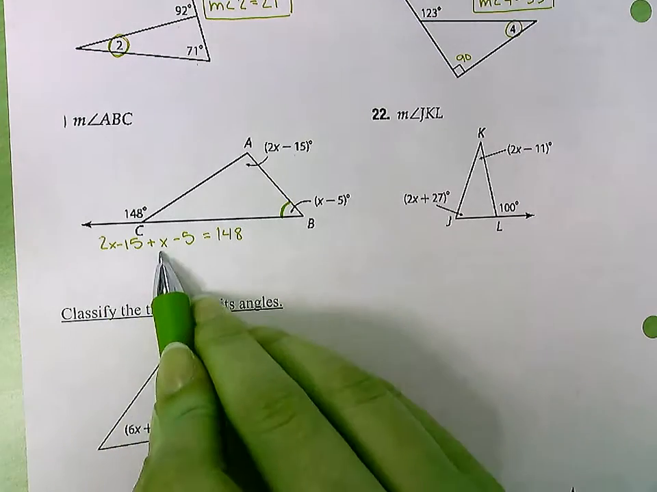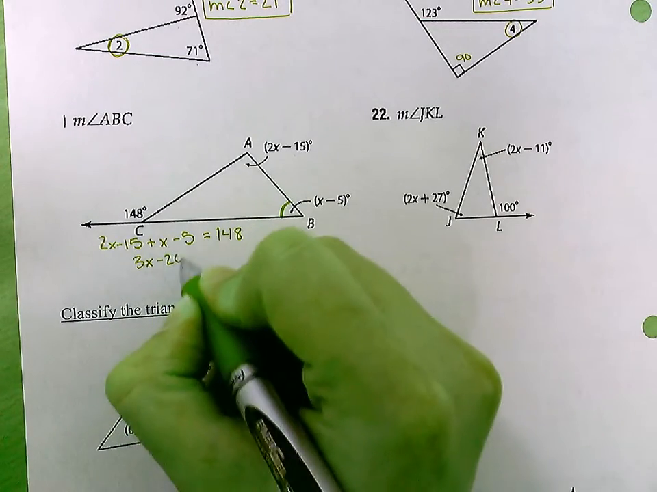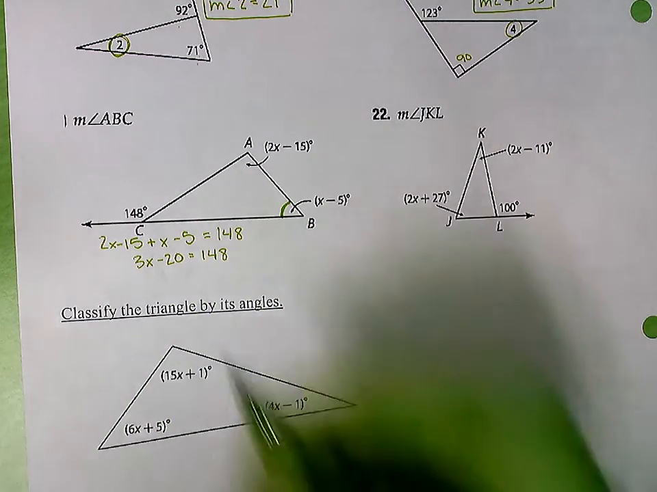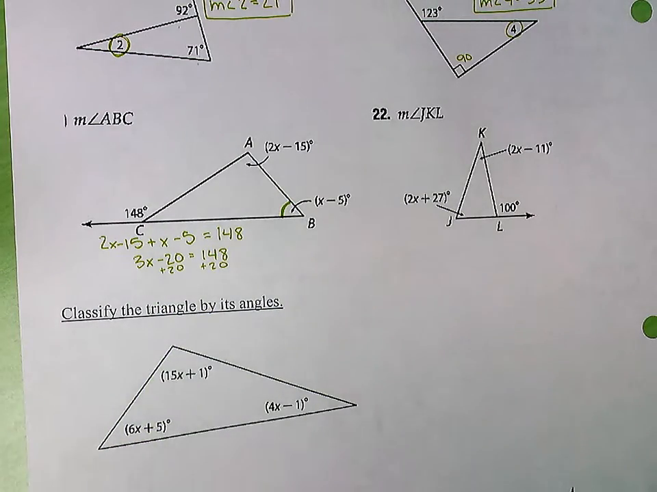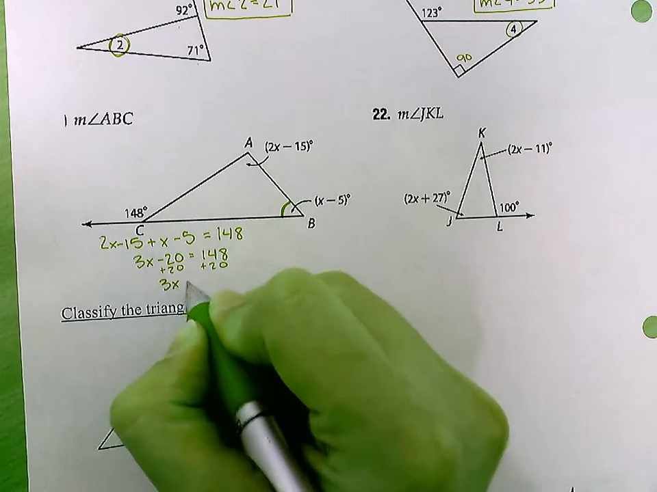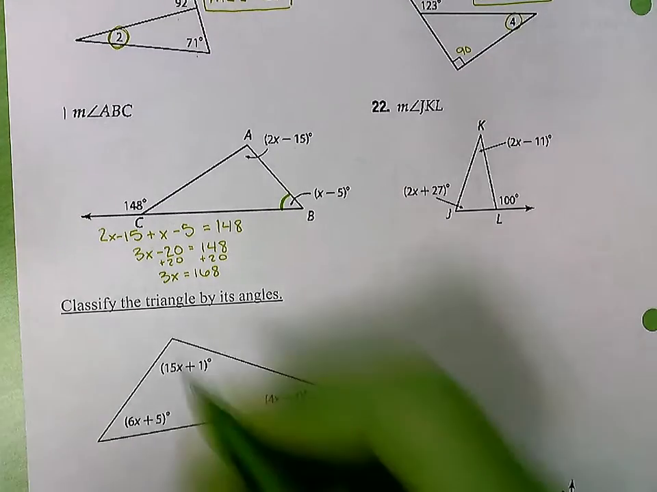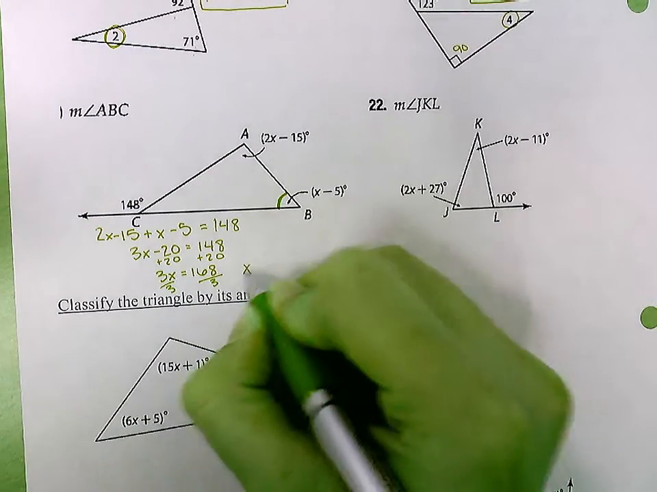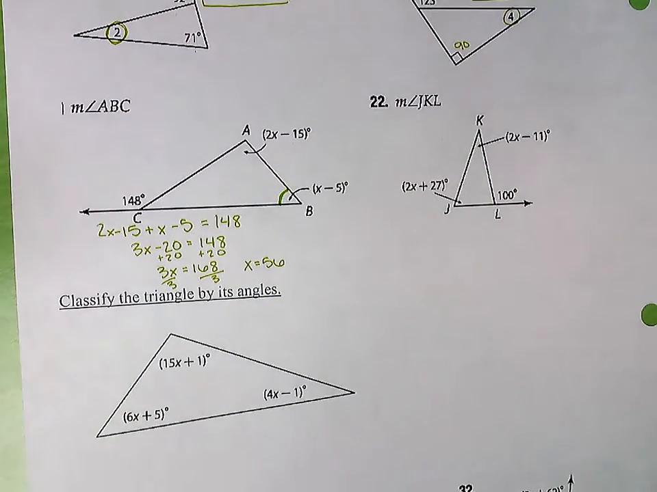So combining like terms, I'll have 3x minus 20 equals 148. Add 20 to both sides. So we have 3x is equal to 168. Divide both sides by 3. That equals 56 degrees.